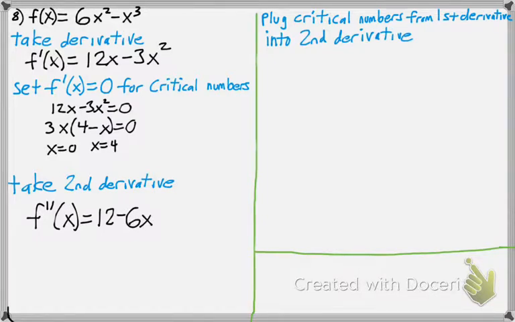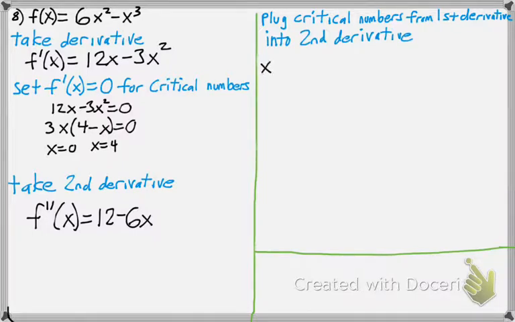Okay, so here's the main part of the second derivative test. We need to plug the critical numbers from the first derivative, so the 0 and the 4, into the second derivative. So we're kind of mixing up our values here, because before we were plugging potential inflection points into the second derivative, and the critical numbers came from the first derivative. So here we're taking the critical numbers from the first derivative and then plugging them into the second derivative.